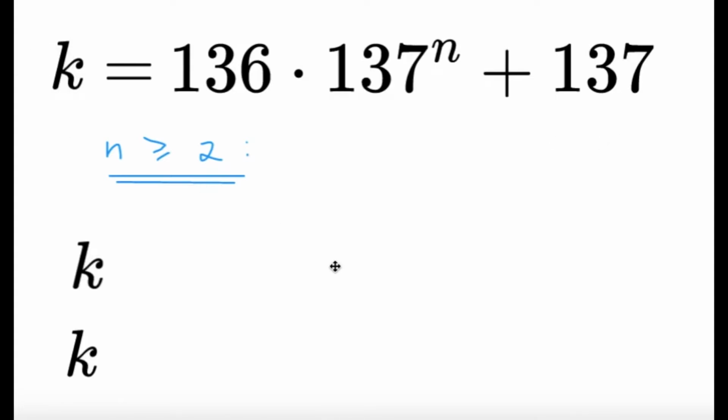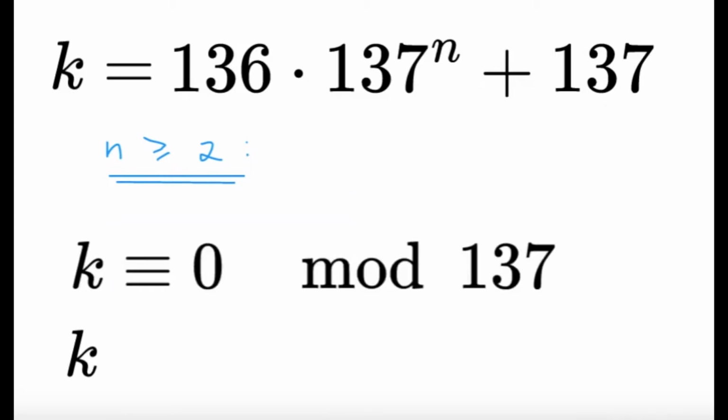Now we can take two things. First, we're going to take k under modulo 137. Since 136 times 137 raised to n is obviously divisible by 137 if n is greater than or equal to 2, and the 137 there is also divisible by 137, we can say that k is congruent to 0 under mod 137.